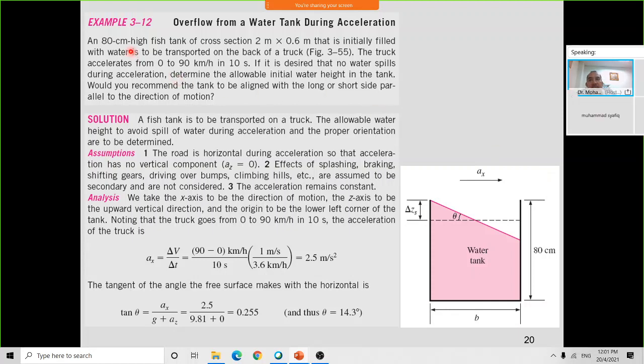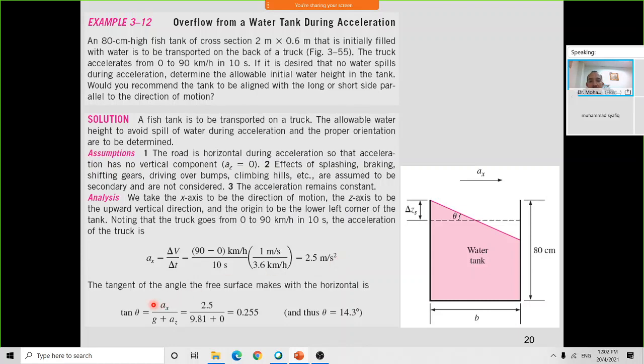The example is an 80 centimeter height fish tank with a cross section of 2 times 0.6 meter that is initially filled with water and is to be transported on the back of a truck. The truck accelerates from 0 to 90 km per hour in 10 seconds. If it is desired that no water spills during acceleration, determine the allowable initial water height H in the tank. So first, you need to determine the a. a equals delta V over delta T. So a is 2.5 meter per second squared.